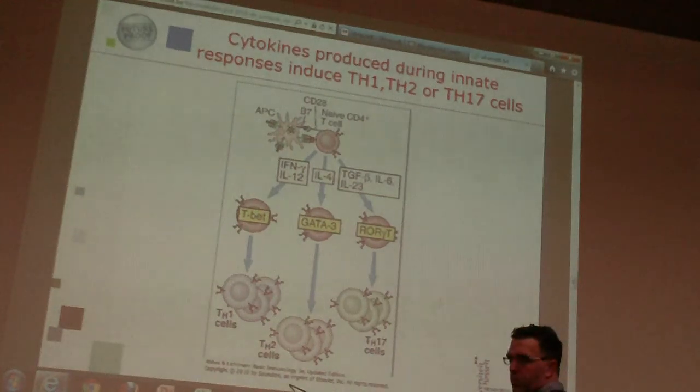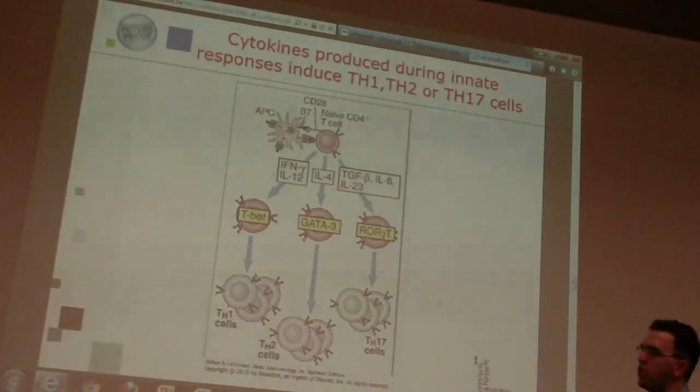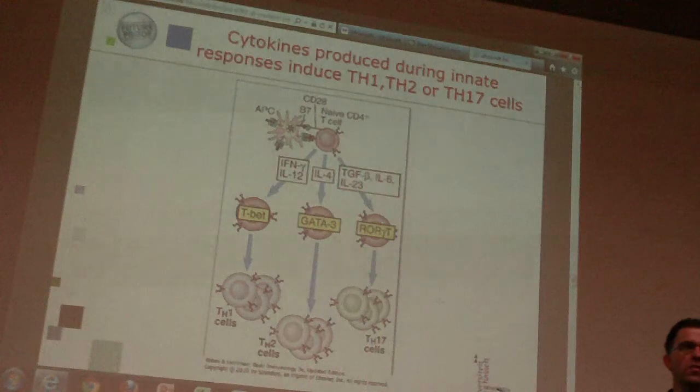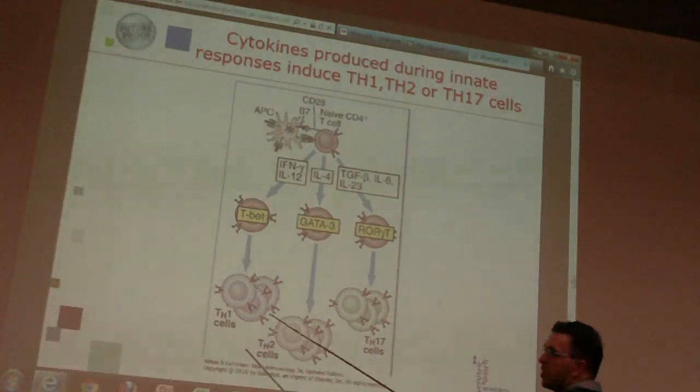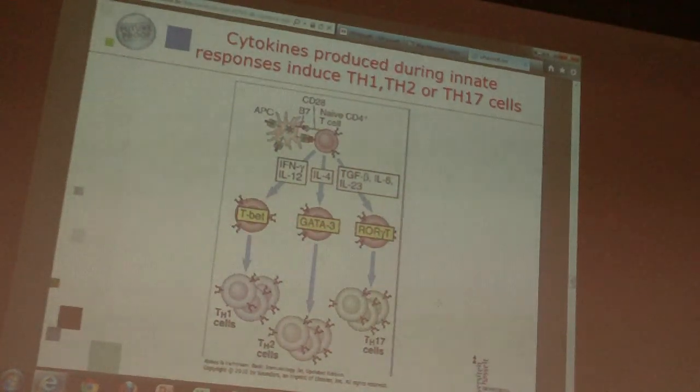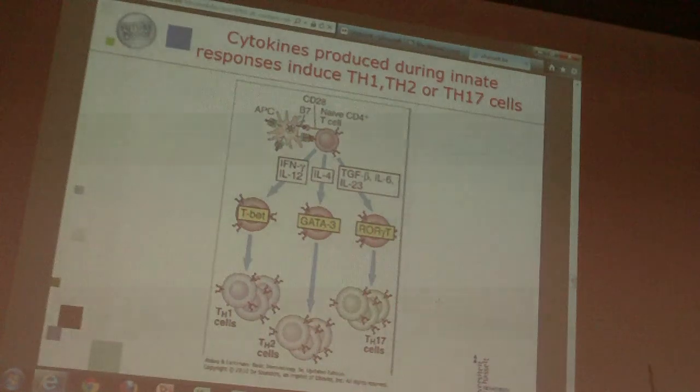All these concepts are based on mouse studies. So in mouse it's really clear cut. In humans it's a little bit more difficult. You sometimes also have mixed phenotypes. You have a Th1, Th2, or Th0 kind of cell. But this basic T cell immunity is mostly based on mouse studies.